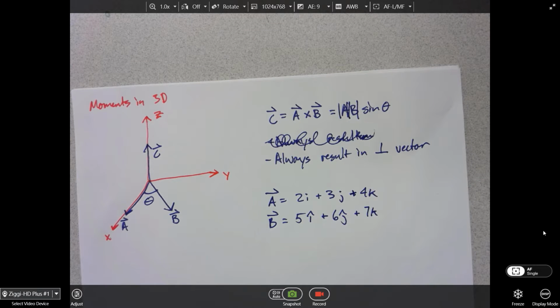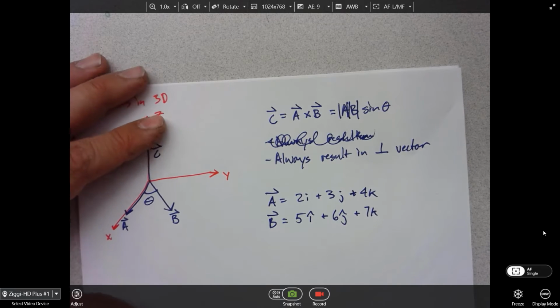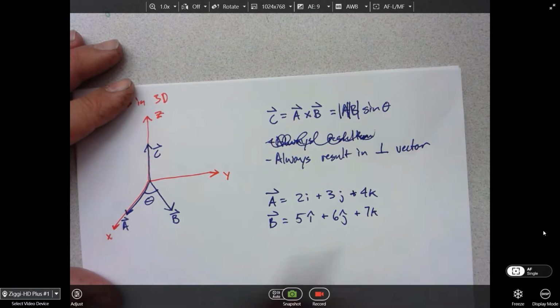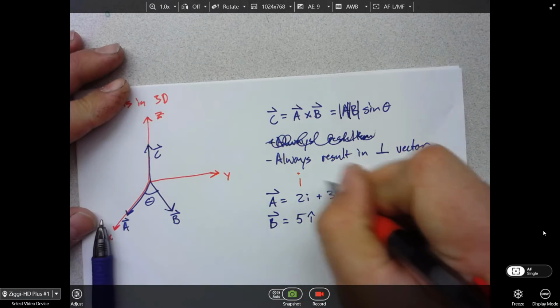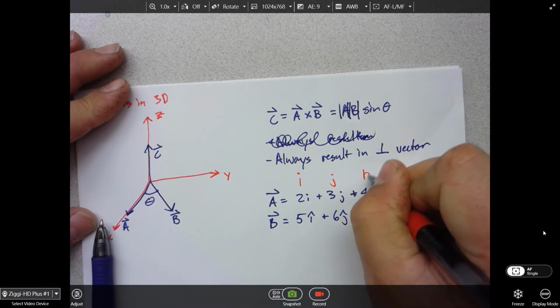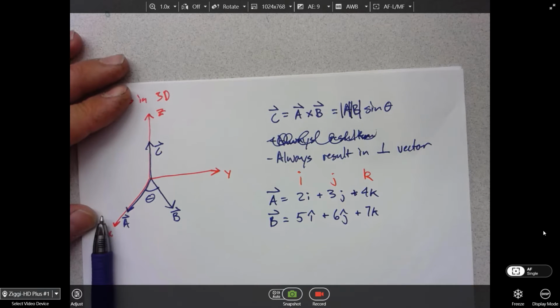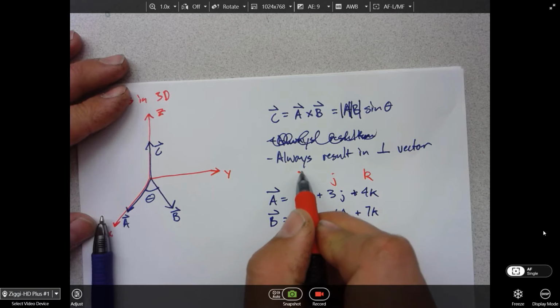There are lots of different ways you can learn to do a cross product, including putting it into your calculator, which has a cross product function. You can do little x's and determinants and things like that. I find the easiest way to do this is to put i, j, and k like this, and then I go along the diagonals.